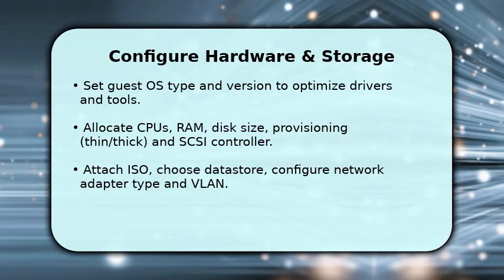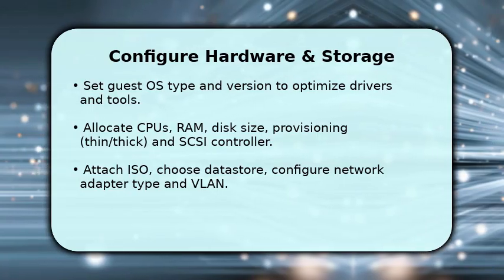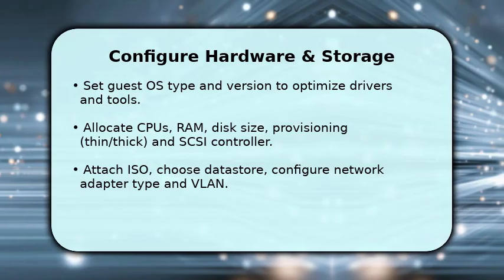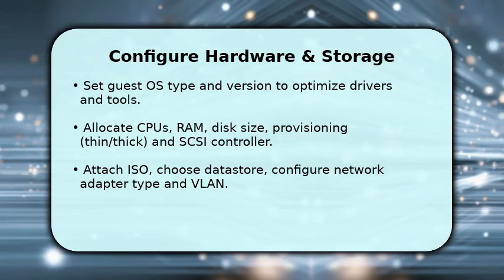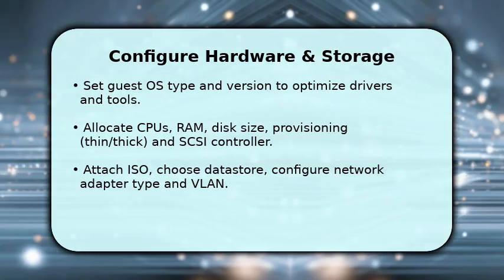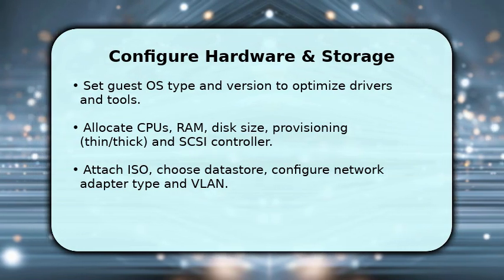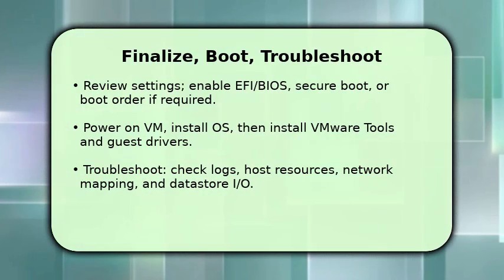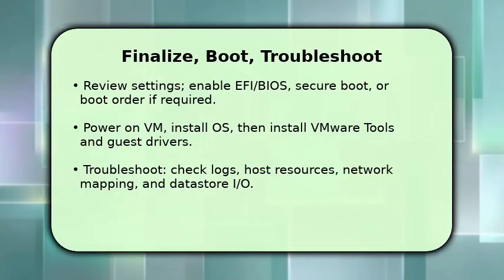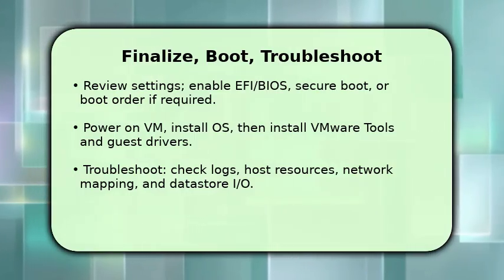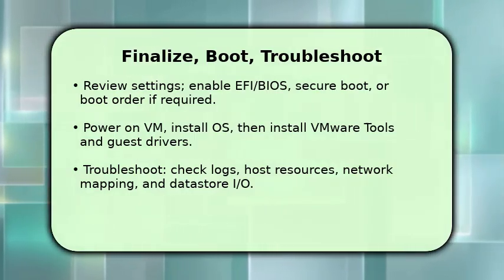Next, attach the ISO or template and select the data store and network adapter, setting VLAN or port group if needed. Make sure VMware Tools will be installed after first boot to improve integration. You finish by reviewing all settings, confirm boot order, EFI or BIOS, and secure boot as required. Save and power on the VM.